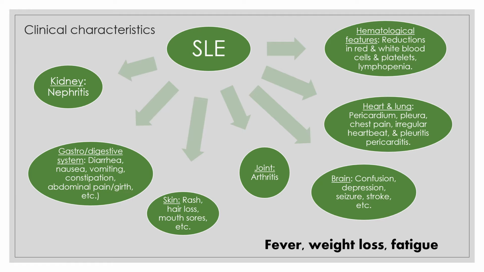And SLE is also associated with certain diseases or illnesses that occur in our heart and lung system, like pericardium, pleura, chest pain, irregular heartbeat, pleuritis, pericarditis, and so on. And SLE can also affect our hematological functioning. It can lead to reduction in white and red blood cells and platelets, or lymphopenia.